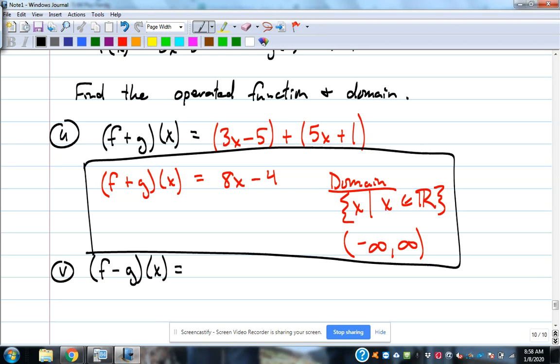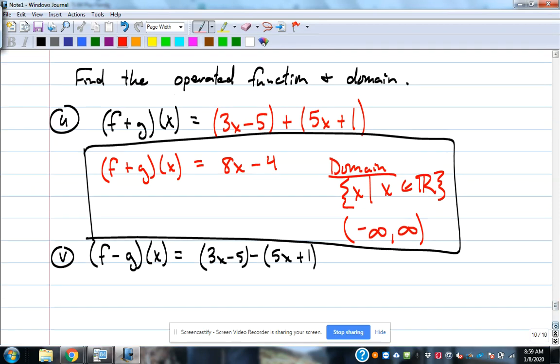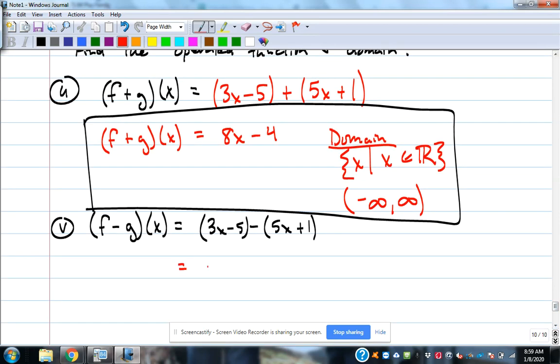Let's do the subtraction operation. Same two functions, f minus g of x. So you just take 3x minus 5 minus 5x plus 1. I think parentheses are a little bit more important here because of the subtraction, because you're subtracting that entire function, 5x plus 1. So when you subtract, you've got to subtract 5x and subtract 1. So again, it's like terms, nothing new about that. Really easy to do. So negative 2x minus 6 is the operated function.